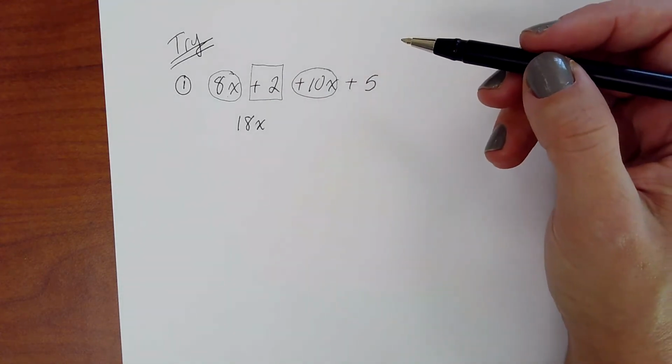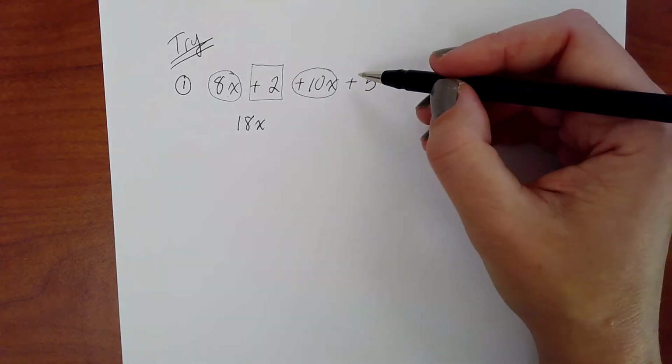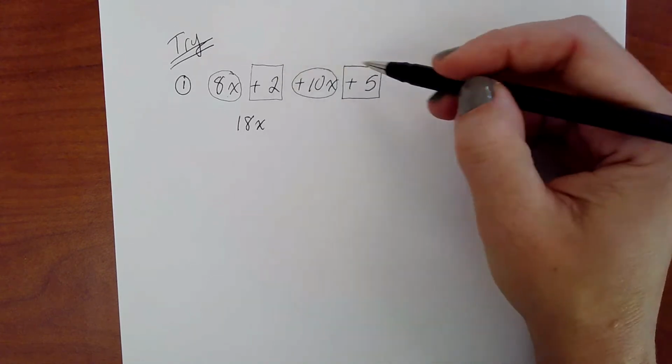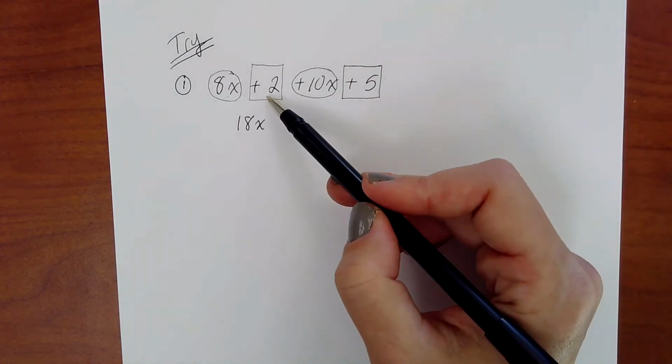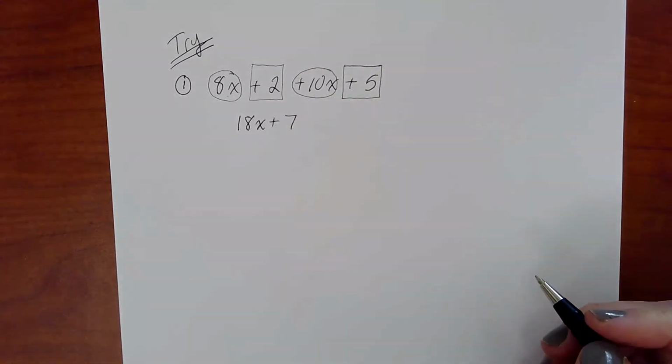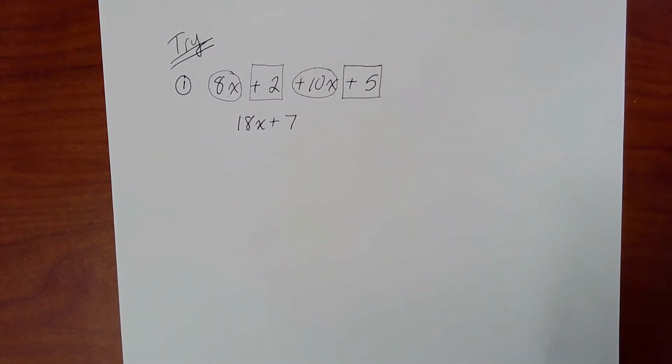And then you can use a different shape, maybe a box. Or if we're in Kami, you can use different colors. That's going to be fun. You can use a box for the things that match. Now these are plain old numbers. They match. A positive 2 with a positive 5, positive 7. And you're done. That's your answer. 18x plus 7.